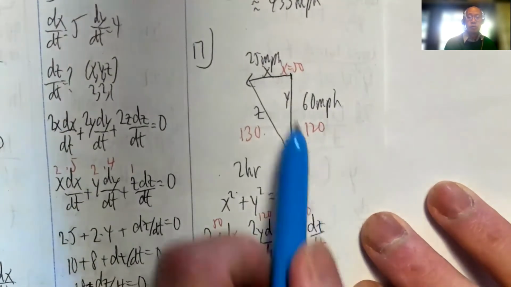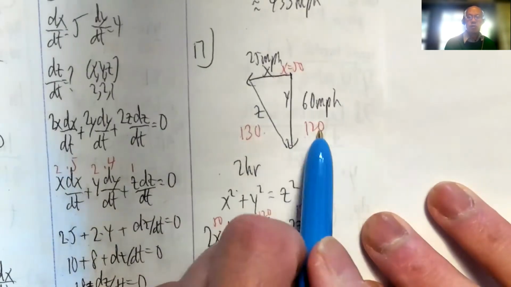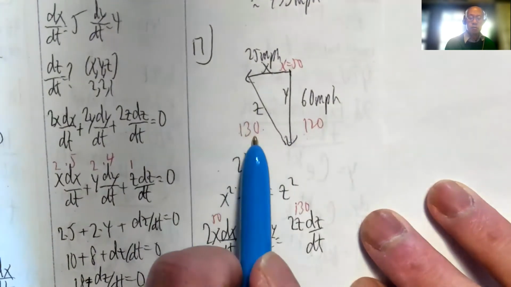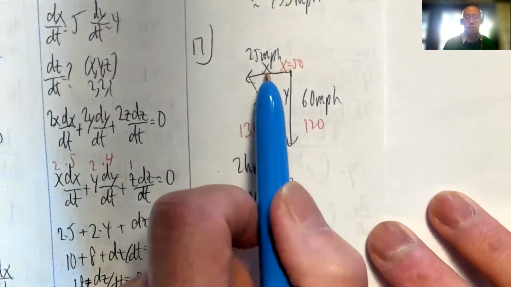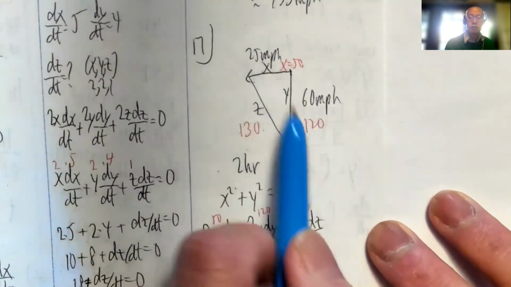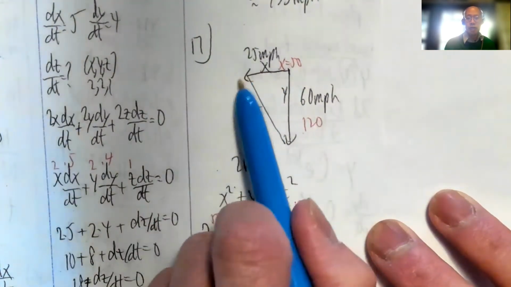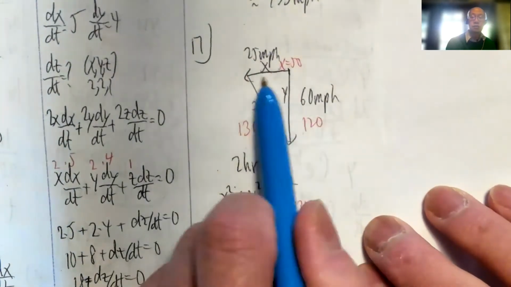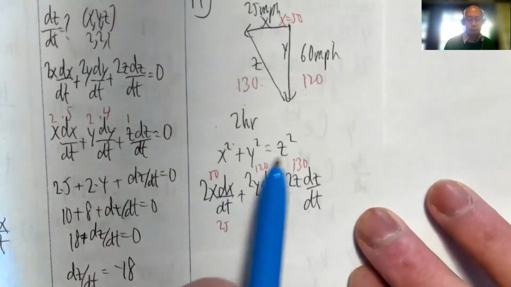I can do my a squared plus b squared equals c squared, 50, 120. You can work this out to be 130. You might remember from trig, perhaps, this is a 5, 12, 13 right triangle. 5, 12, 13, 50, 120, 130. Otherwise, just use the Pythagorean theorem. If one side is 50 and the other is 120, the hypotenuse is 130.